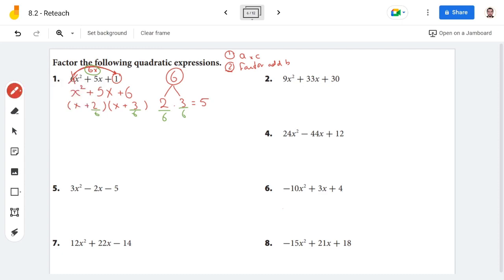I will write it in red. Now, it will be x plus, 2 divided by 6 is equal to 1 over 3, right? And here, 3 divided by 6 is equal to what? 1 over 2. Now, did I finish? No, I did not finish. I can't have a fraction as my coefficient, which means I can't keep it as x plus 1 over 3, x plus 1 over 2.